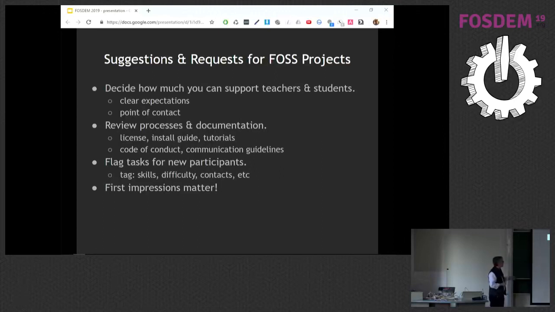Please look at your processes and documentation. You'd be surprised how often the install instructions are 6 months or 2 or 3 years out of date. They only work on a particular operating system. They only work if you already understand how to follow them. That's not so helpful for new contributors.